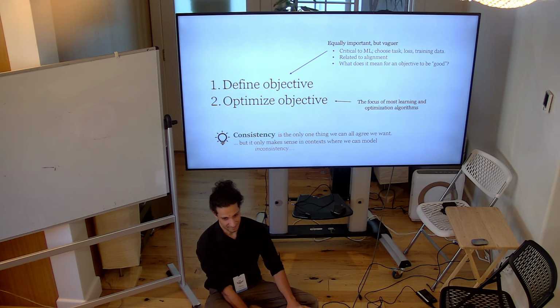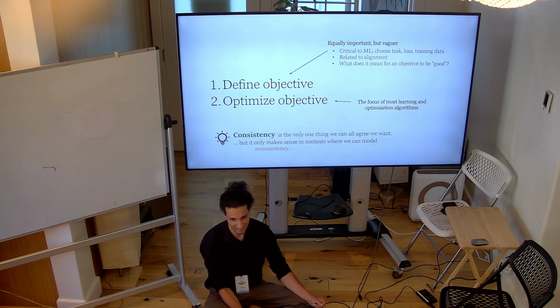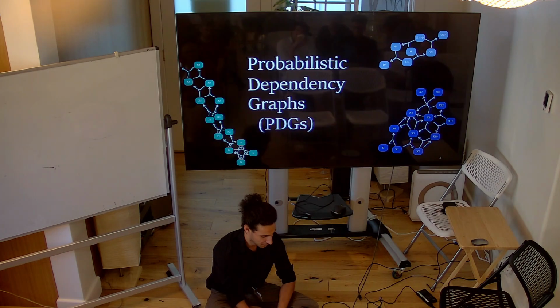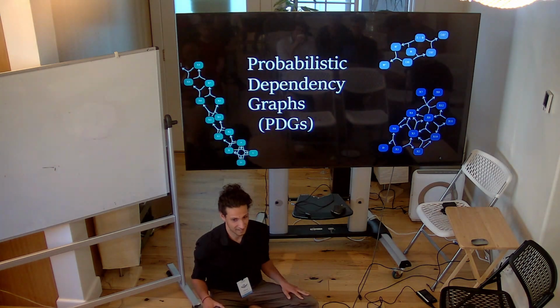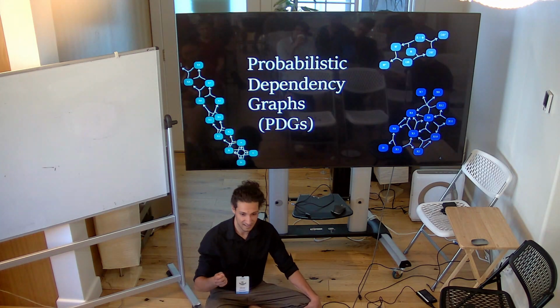But it only makes sense to talk about consistency being your objective if you can sort of measure it, if you can represent inconsistency. So although we all agree that inconsistency is bad, it turns out we're going to be able to get a lot of mileage out of being able to represent it. So here's the representation that all of this work is based on. It's called a probabilistic dependency graph. We've already seen one example.